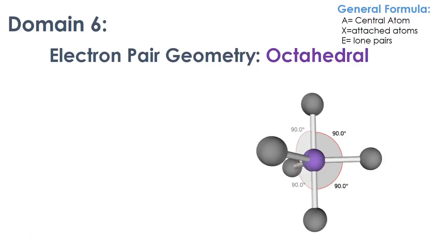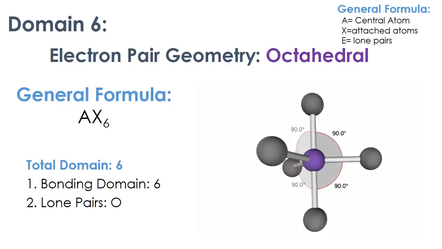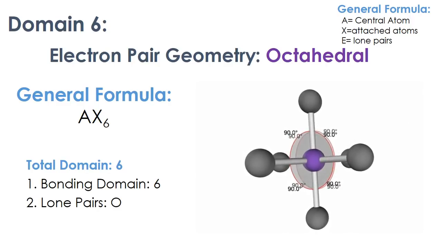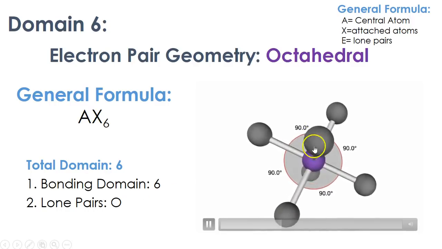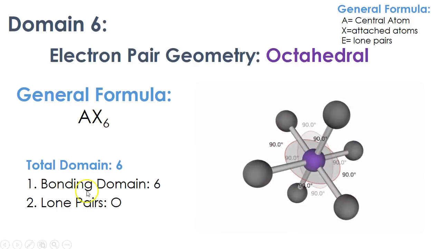Lastly, we have a domain of 6, and that electron pair geometry name is octahedral. And in that case, our formula looks like this, AX6. And that means we have a total bonding domain of 6. If you take a look at this image, we have a central atom and we have 6 other attached atoms.